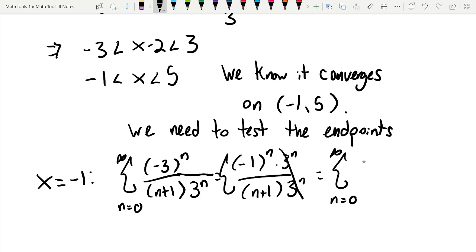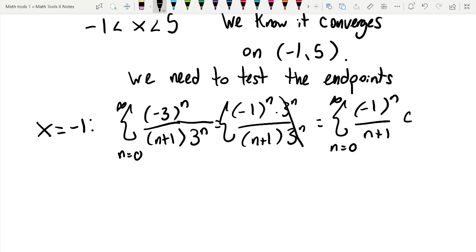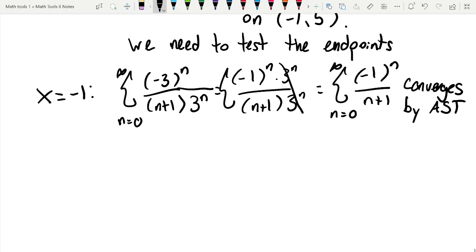So we're looking at this series right here. To determine if this converges, this would be a standard alternating series test. I won't go through the details here, but this does converge by the alternating series test, AST. Namely, the limit is 0, and it is a decreasing sequence, the 1 over n plus 1 part. So we're good with negative 1.